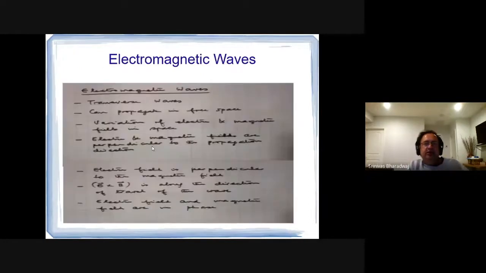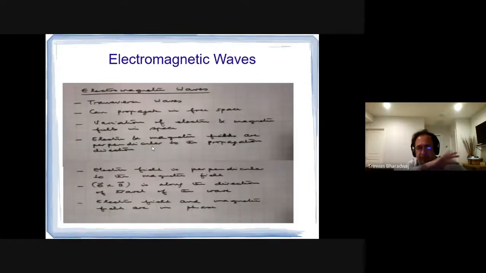Okay. So now electromagnetic waves are also like stringed instruments. They are not like sound. They are transverse waves, and they can propagate in free space. So the variation of the electrical and the magnetic fields in space produces electromagnetic waves. Okay, the electrical field and the magnetic field are both perpendicular to the direction of propagation of the wave.